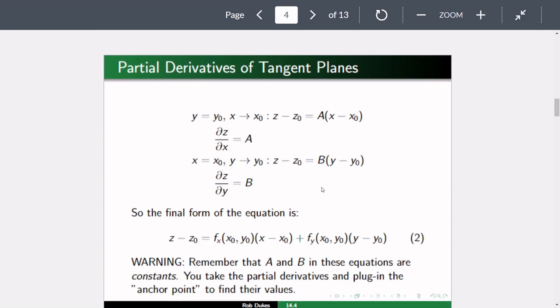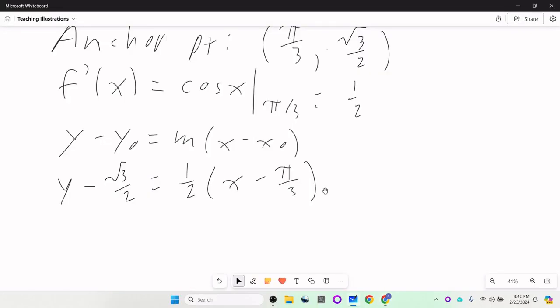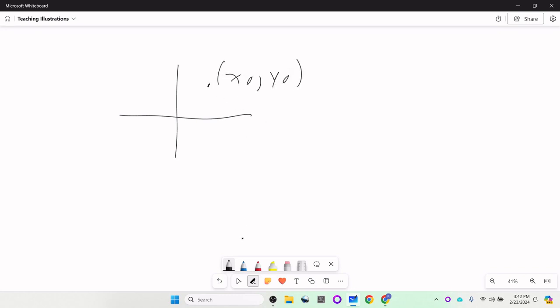See, if we have a point, let's say x naught comma y naught. I'm not speaking clearly. We have x naught, y naught, and if we come from the side, y equals y naught, along that path, it will zero out. And so along that path, we just get z minus z naught equals a(x minus x naught), because the y minus y naught disappears.